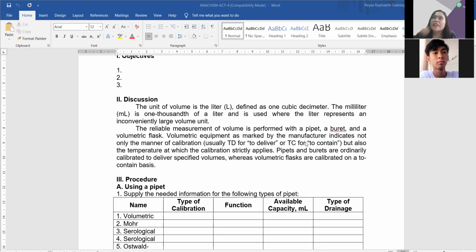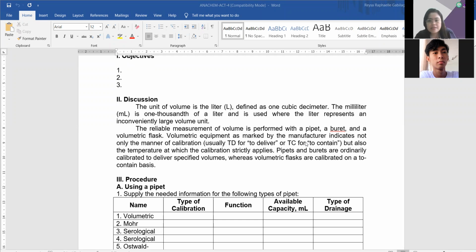Okay, now the apparatuses that we can use in measuring volume, we can have the pipette, the burette, and even the volumetric flask. So I told you, do not ever use the Erlenmeyer flask and the beaker in measuring volume. And the graduated cylinder can be used though, but in this activity, we will just concentrate on the pipette, burette, and even the volumetric flask. So you have to be familiar with them.